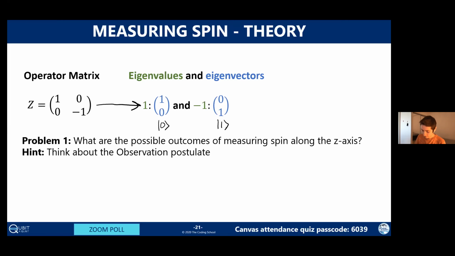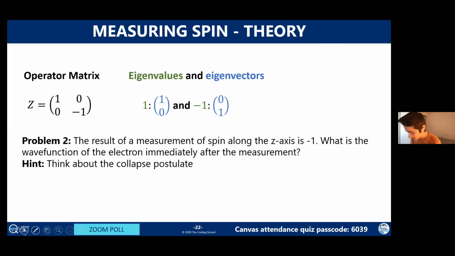Cool, okay. Let's go on to a second question. This one is, again, using another postulate. I'll read it out first. The result of a measurement of spin along the z-axis is -1. Okay, so I've taken my spin measuring tape and I measure along the z-axis, and what I get is a -1. Okay. What is the wave function of the electron immediately after the measurement? So the hint here is to think about the collapse postulate.